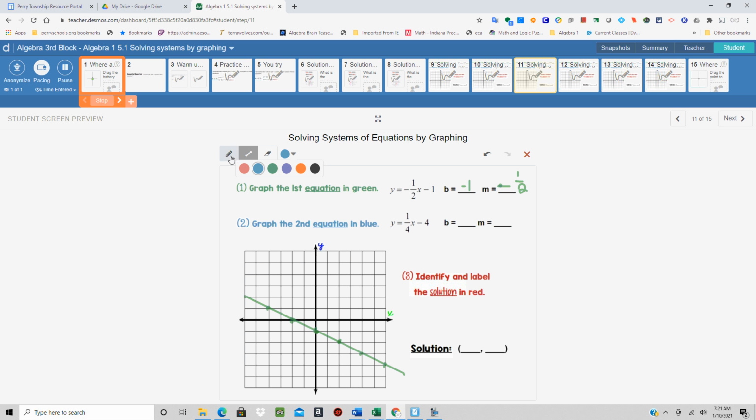Go ahead and do the next one. My y-intercept is -4. Oops, that looks like a 9. And my slope is 1/4. So put a dot at -4. And I'm going to go up 1, right 4. Go ahead, draw my line. There's my intersection right here. So in that case, I'm going 1, 2, 3, 4 to the right and down 1, 2, 3.